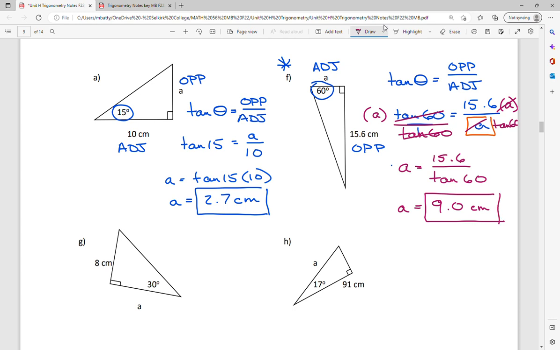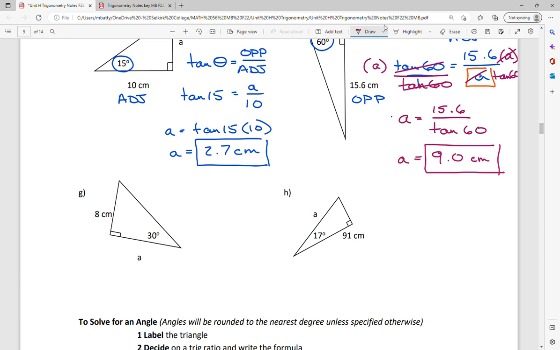Moving on, we've got a little more practice on these ones. So G, labeling it up. Deciding on my trig ratio. Subbing in what I know. Again, we have the unknown in the denominator. What I think is maybe easier than the scribbling that I switched to purple pen for is to swap and divide.